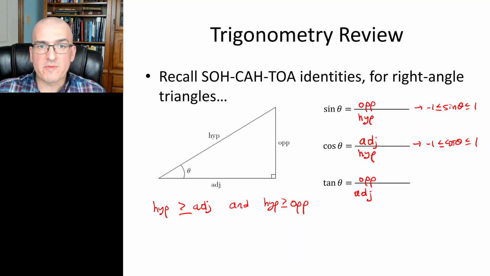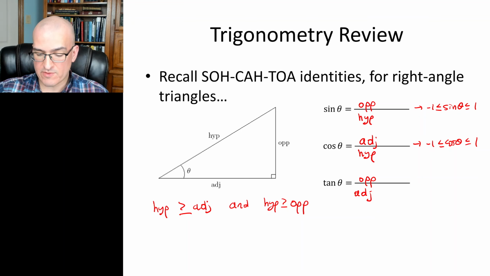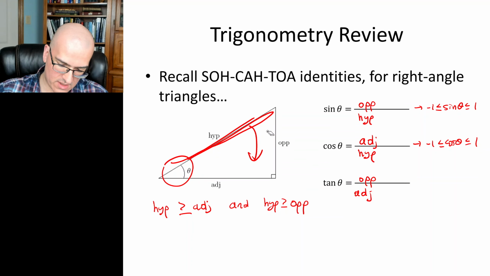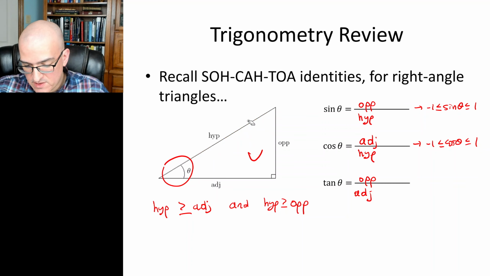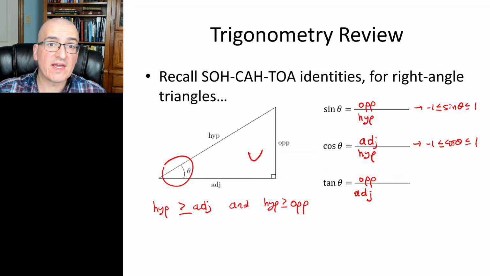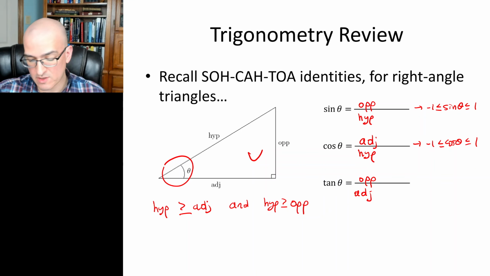Thinking about geometry in a very basic way, imagine this angle theta being something that we could squish down by taking that hypotenuse and just pushing it down towards the adjacent. We can see that the adjacent cannot possibly be larger than the hypotenuse. And the opposite cannot possibly be larger than the hypotenuse either. The hypotenuse has to be the biggest of these three sides. So I put that down here, that the hypotenuse is larger than or equal to the adjacent, and the hypotenuse is larger than or equal to the opposite.